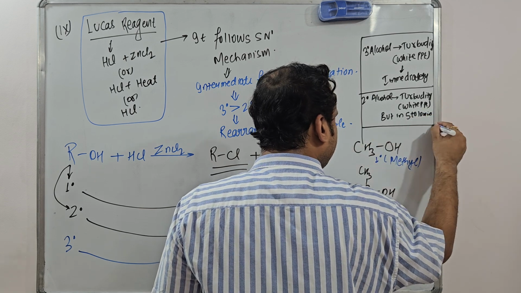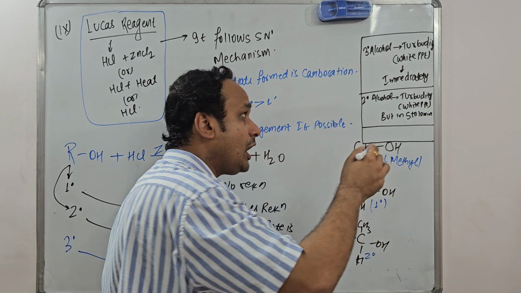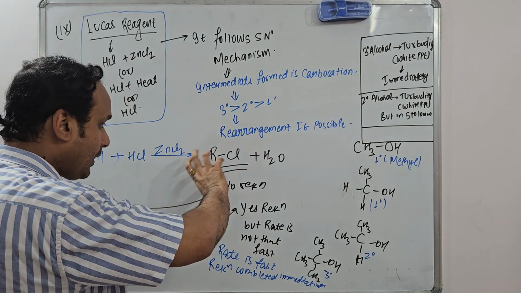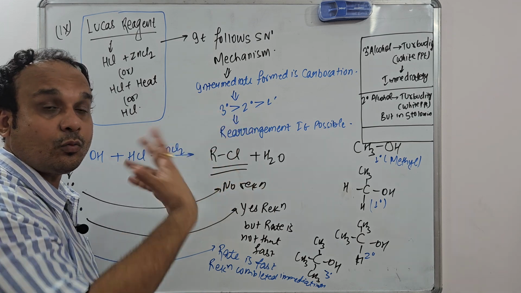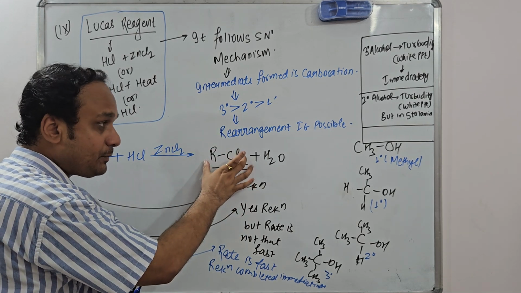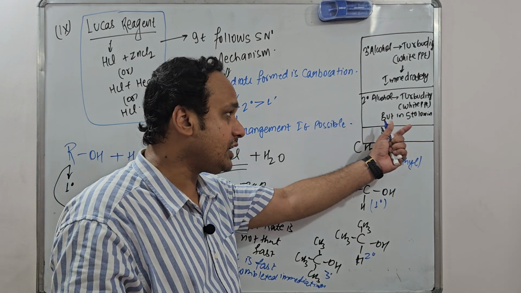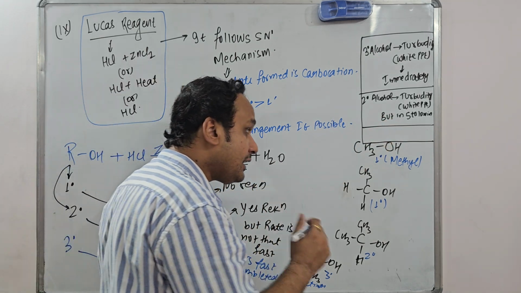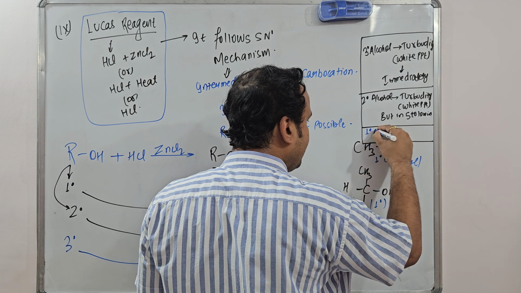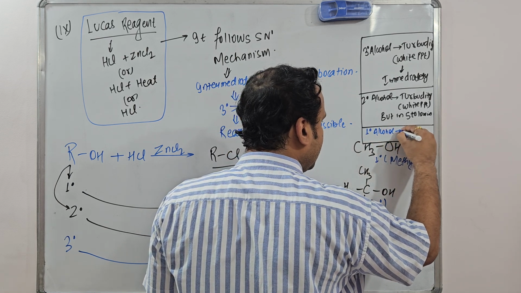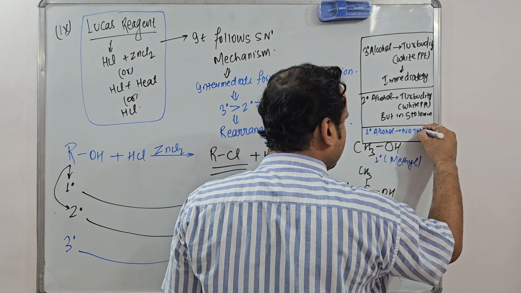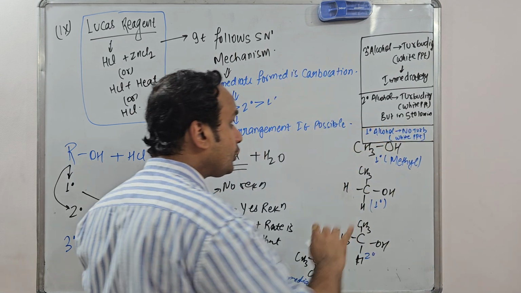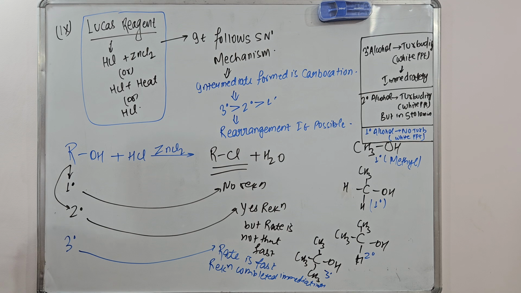It means if 3 degree is there, then it will give turbidity immediately. Whenever you do the reaction, whatever be the product you will get over here, that is white precipitate. If 2 degree alcohol is there, then it will give turbidity, white precipitate, but after 5 to 10 minutes. But if it is 1 degree alcohol, then no turbidity. No turbidity means no white PPT. So these are the important points you will have to know about the Lucas reagent.